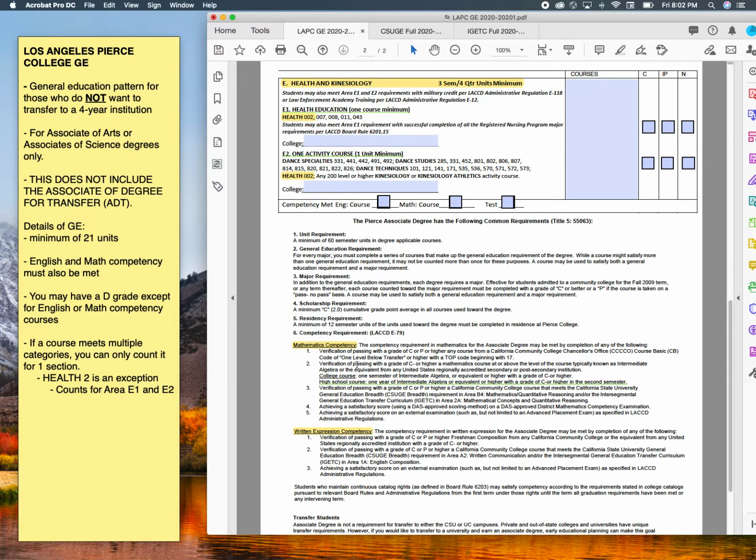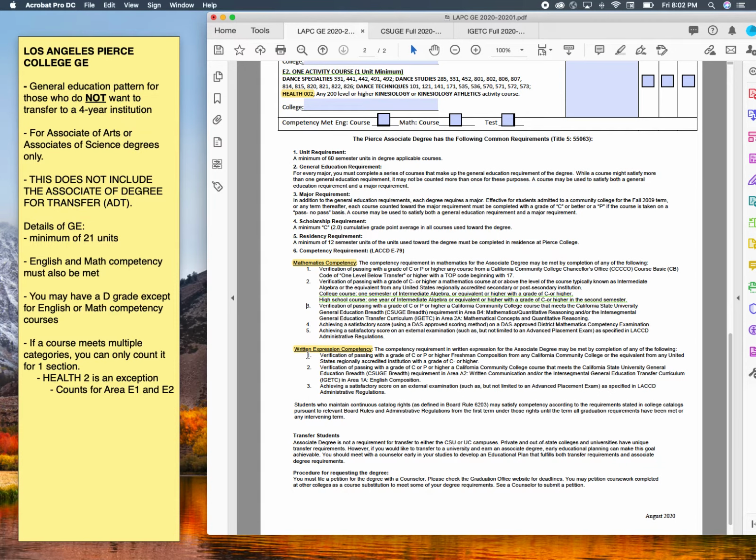A lot of times students then just pass one of these college level classes from a California community college. So that's really any college course in intermediate algebra or higher with a grade of C minus or better. Okay. So intermediate algebra or higher. So that could mean statistics. That could mean trigonometry, pre-calculus, calculus. So you have a lot of different options there. And when in doubt, you should just go see a counselor to see if you met the English and math competency.